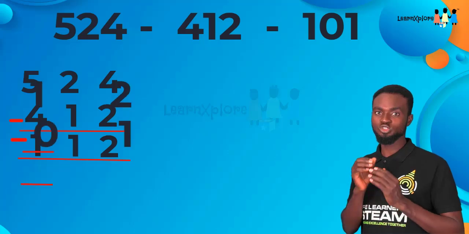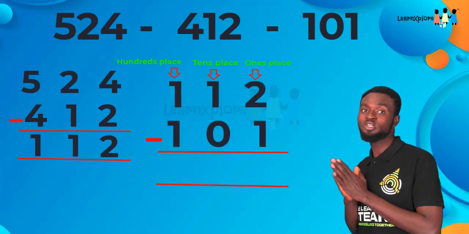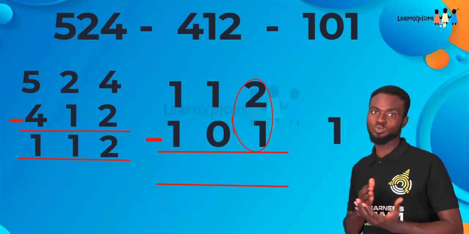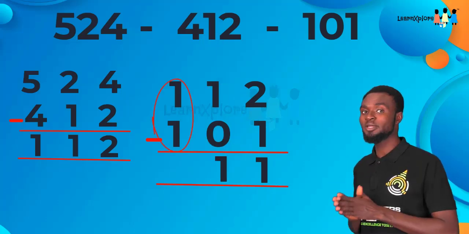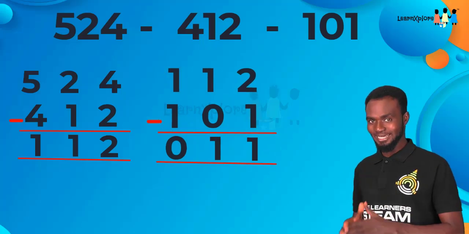Then the last stage is to subtract 112 and 101. So let's start from the numbers in the ones place. So we have 2 minus 1 is 1. 1 minus 0 is 1, and 1 minus 1 is 0. So the new answer is 11.